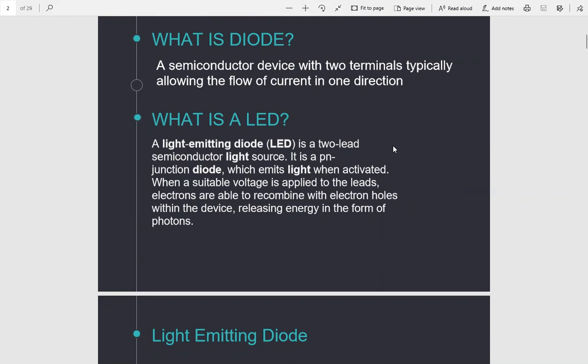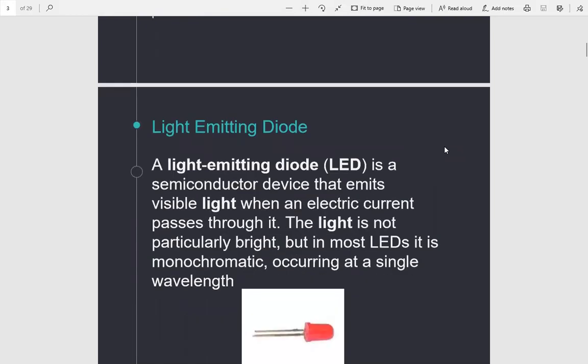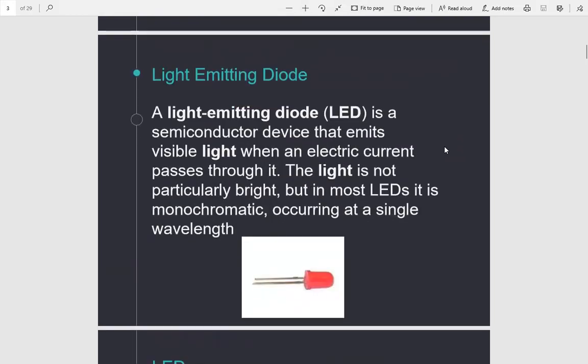It is a PN junction diode which emits light when activated. When a suitable voltage is applied to the leads, electrons are able to recombine with electron holes within the device, releasing energy in the form of photons. A light emitting diode is a semiconductor device that emits visible light when an electric current passes through it. The light is not particularly bright, but in most LEDs, it is monochromatic, occurring at a single wavelength.